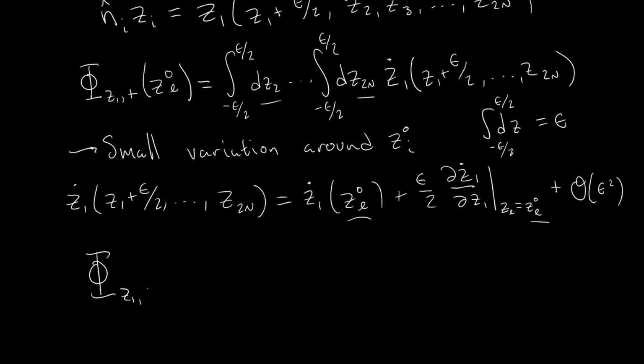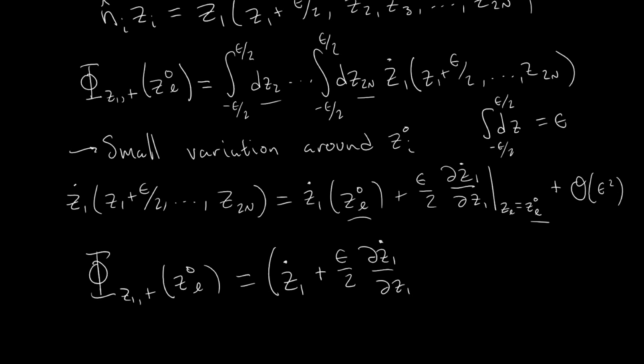So in this case, I get something which looks like this: ż1 plus epsilon over 2 dż1/dz1. Of course, this is evaluated at z0. And I'm going to have 2n minus 1 of these integrals, so this is going to give me epsilon to the 2n minus 1. Whew, okay, so that's one of our faces, one face of our cube.